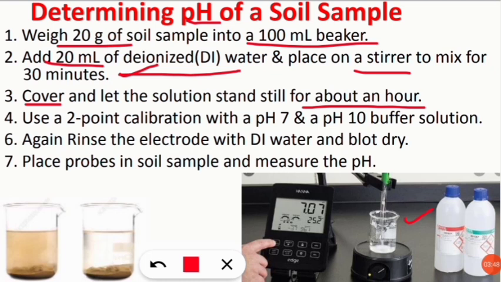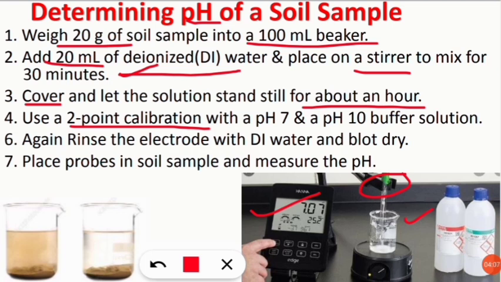Then we will use a 2-point calibration. What is calibration? Calibration means checking the working of the instrument. So what instrument are we going to use? We are using the pH meter. You can see this is the probe part which is going to analyze the pH, and this is the digital meter which will show the pH of the soil solution or any liquid solution.